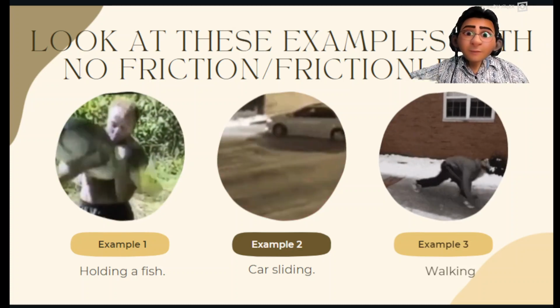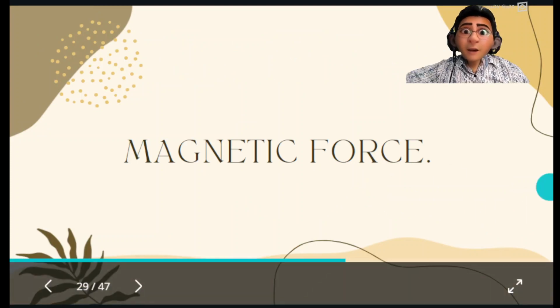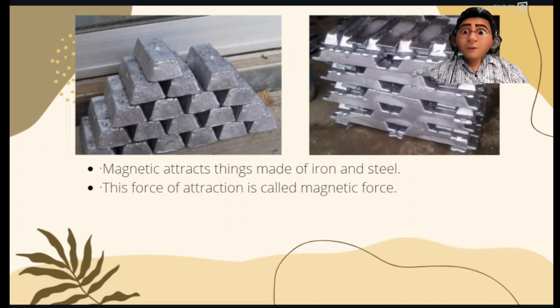Now, the next type of force is magnetic force. As you can understand, magnets attract things made of iron. This is iron. And steel, this is steel. Steel is a mixture of iron and some other alloy. An alloy is another type of metal. It will become stronger than iron.